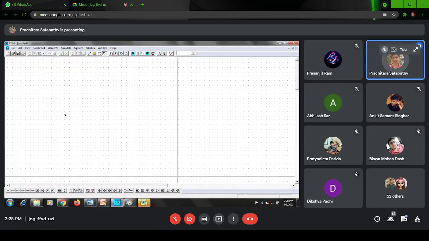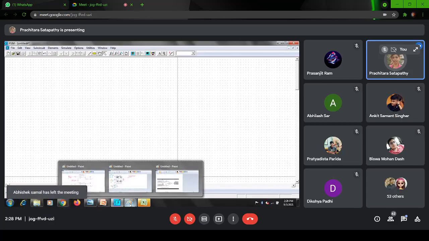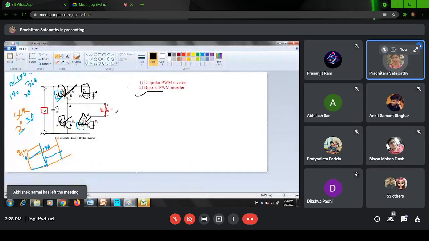Check how the unipolar output looks and how the bipolar output looks. Here you will do the FFT analysis, because the output is not purely sinusoidal. Output is AC, but you are not getting a pure sine wave, so there will be a lot of harmonics in the output waveform. You will do the FFT analysis of V0. Understood?